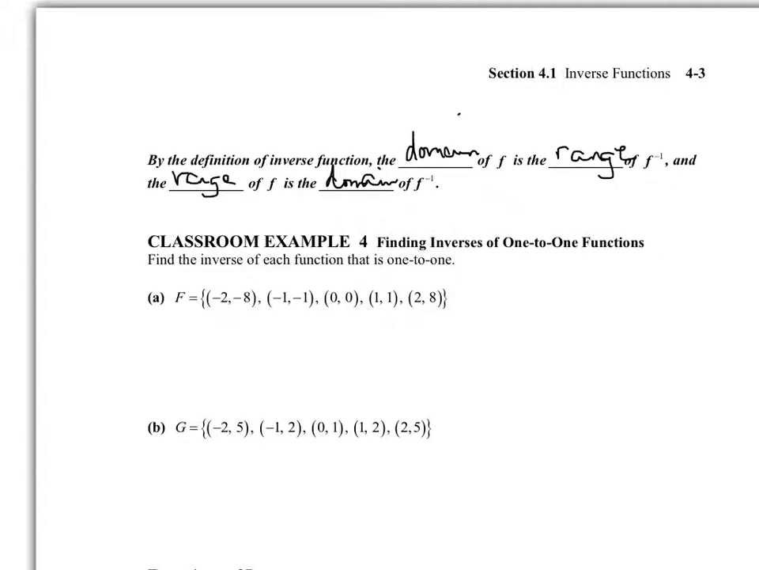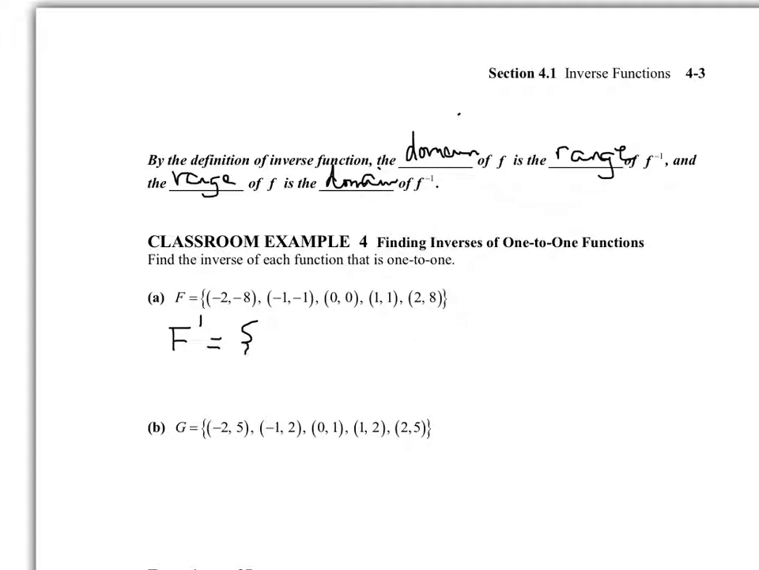Now, that gives us the ability to find inverses of ordered pairs very quickly and easily. So, first of all, the instructions tell me to find the inverse of each function that is 1-to-1. So that's the first thing I have to check. Is this a 1-to-1 function? If I look at all the x values, -2, -1, 0, 1, and 2, they're all different. So I'm good as far as it being a function. For it to be 1-to-1, the y's can't repeat. So -8, -1, 0, 1, and 8. That must mean that it is 1-to-1.